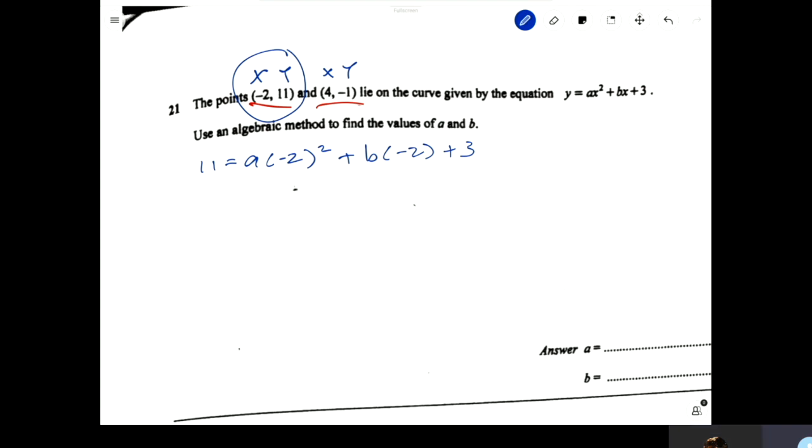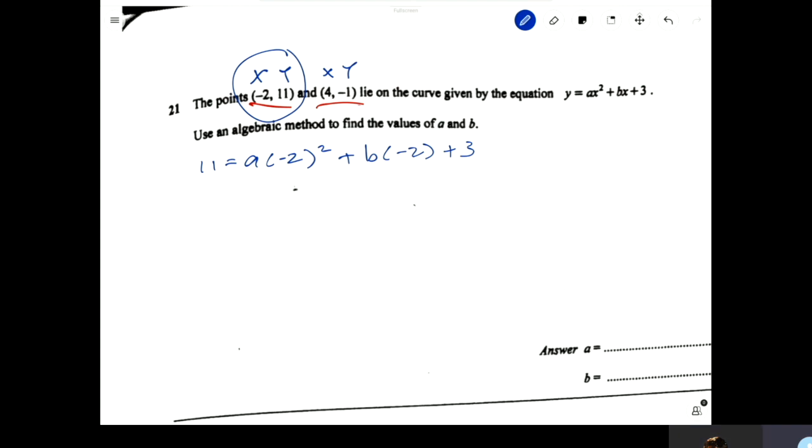So far, is it okay? First equation, can you see how I get it? Can you see? Hello? Okay, do you understand how I get this equation? Yeah. So it's just substituting x and y into the equation.